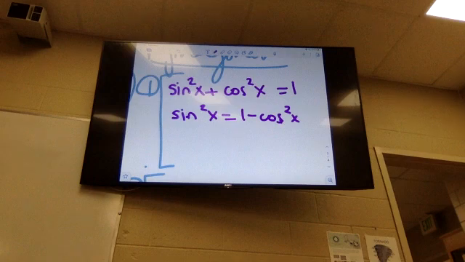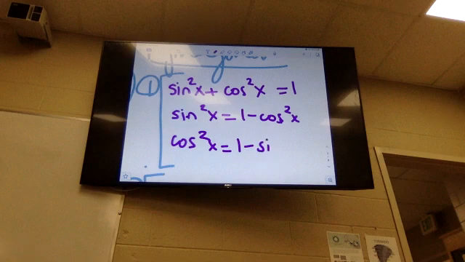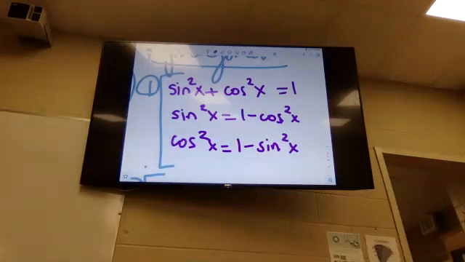Similarly, and from the beginning, I could have moved sine instead of cosine. That would have given me cosine squared by itself, and I would have had 1 minus sine squared of x. So even though this looks like 3 identities, it's just one written 2 different ways. Does everyone see how I'm just rearranging it so it looks like different things? We're okay with that? Okay.